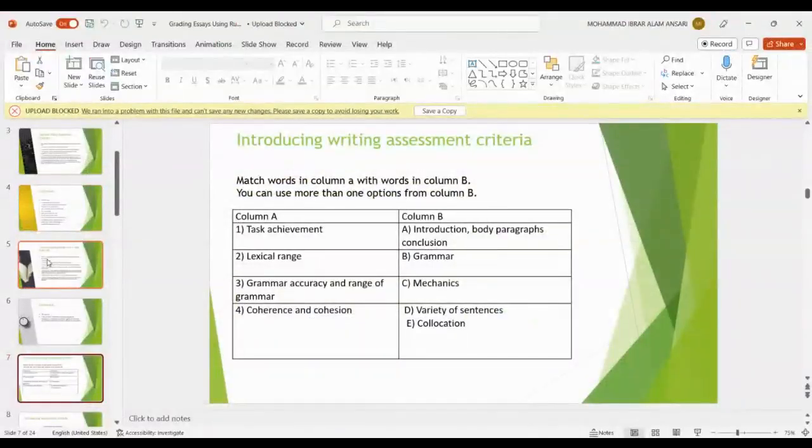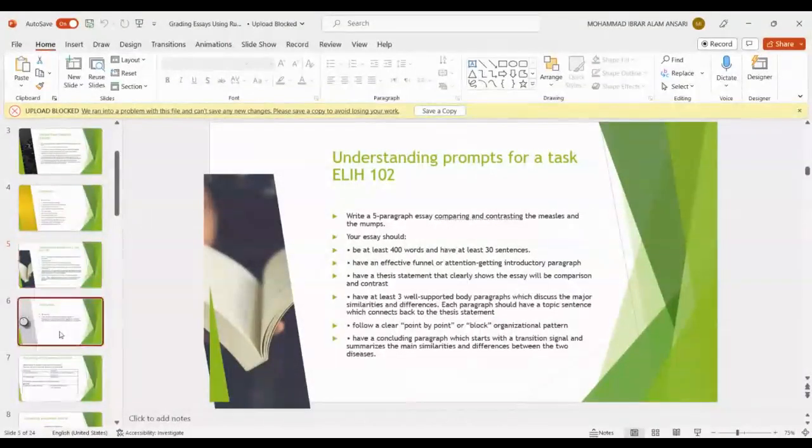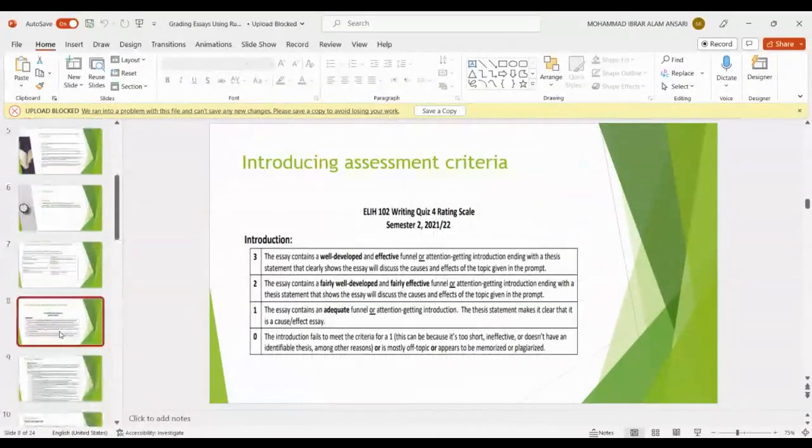Let's go to another slide. Now, here is the rating scale that we use. It's usually the same, but sometimes it's tweaked depending upon the kind of assignment or essays that we have. So this rating scale was for ELI H102 writing quiz 4, last year.